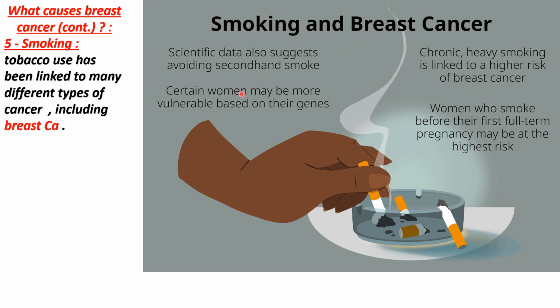We are seeing here in this slide smoking and breast cancer. Scientific data also suggests avoiding second-hand smoke. Certain women may be more vulnerable based on their genes. Chronic heavy smoking is linked to a higher risk of breast cancer. Women who smoke before their first full-term pregnancy may be at the highest risk.